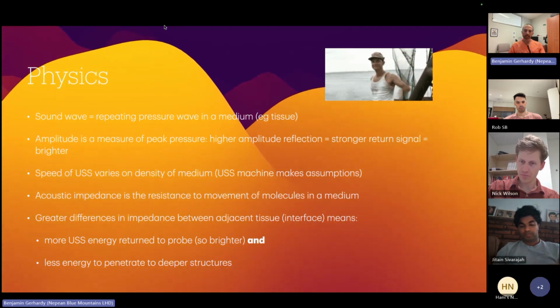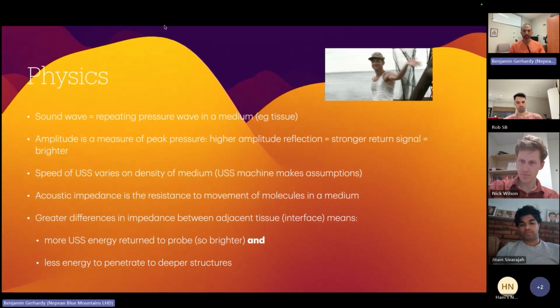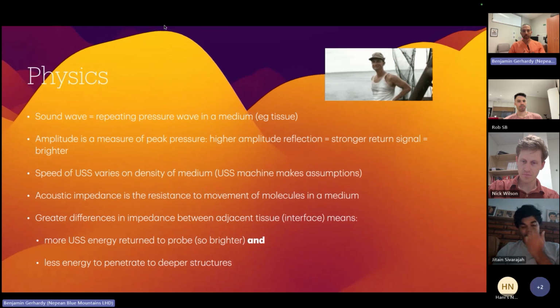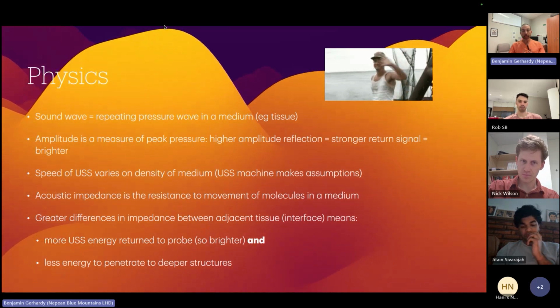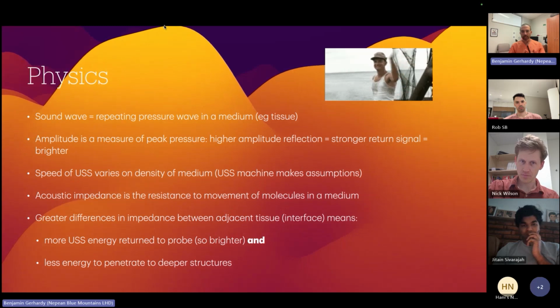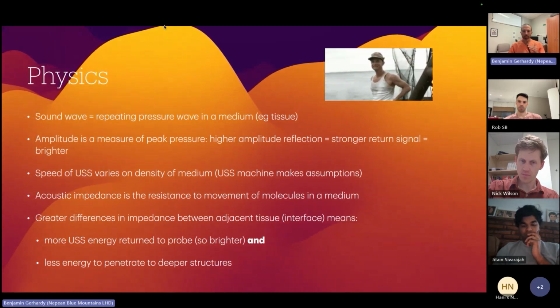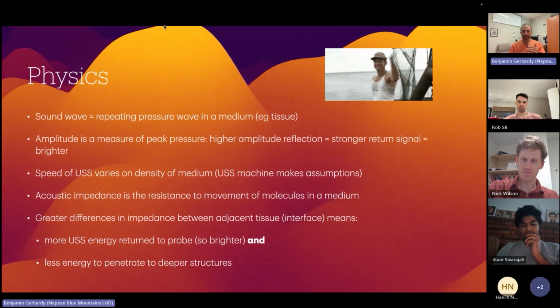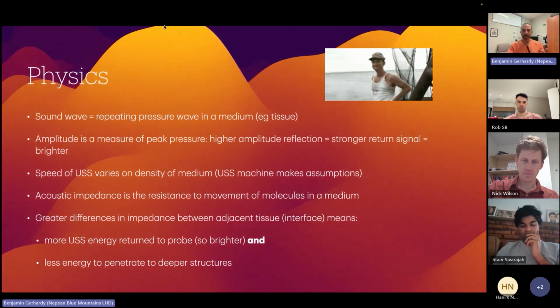The impedance is important because it's the interface between two different types of tissue that gives you different levels of impedance, and you get more ultrasound coming back if it's greater, and therefore less ultrasound energy goes through. So if you have a really bright reflector, lots of stuff comes back to you, very little energy goes through underneath, and that's important when we think about ultrasound and lungs.